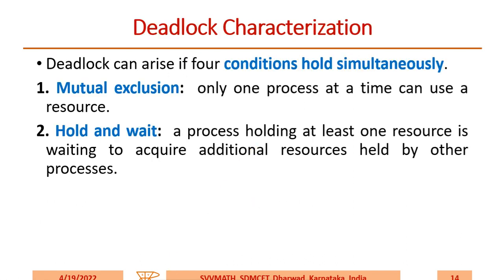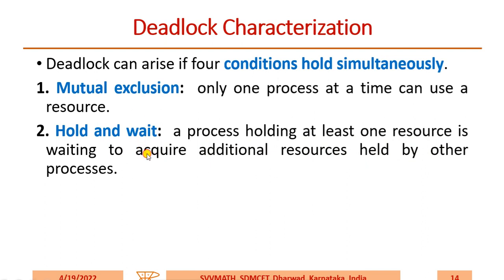Deadlock characterization. Deadlock can arise if and only if 4 conditions hold simultaneously. First is mutual exclusion. Only one process at a time can use a resource. Many resources are not shareable. For example, a printer cannot be shared by 2 processes. This should be true. Another is hold and wait. A process holding at least one resource is waiting to acquire an additional resource held by another process. These are the 2 conditions.